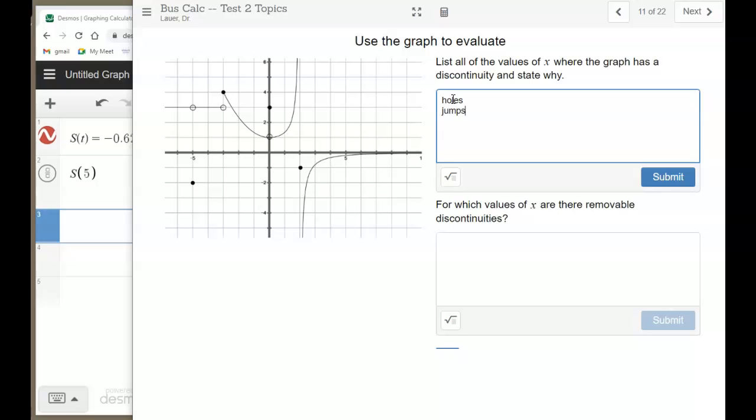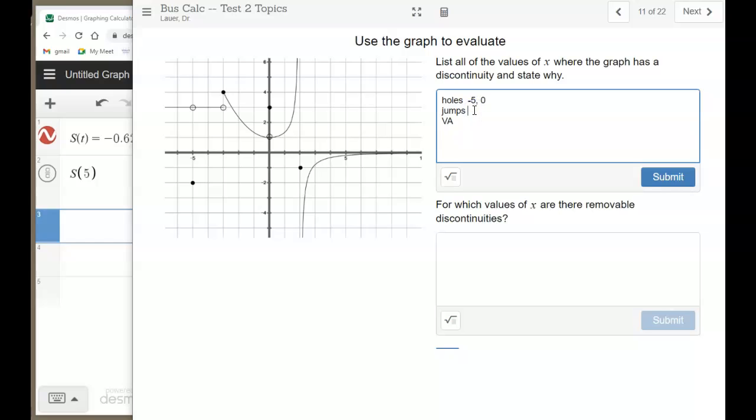jumps, and vertical asymptotes. So I have a hole at -5, and a hole means the graph is going straight through it and there's just a hole sitting there. This is not a hole, this is an endpoint where there's a jump. This is a hole, so I have holes at -5 and 0. I have one jump, and a really large jump, which is called a vertical asymptote. It's an infinite jump, some people would say.